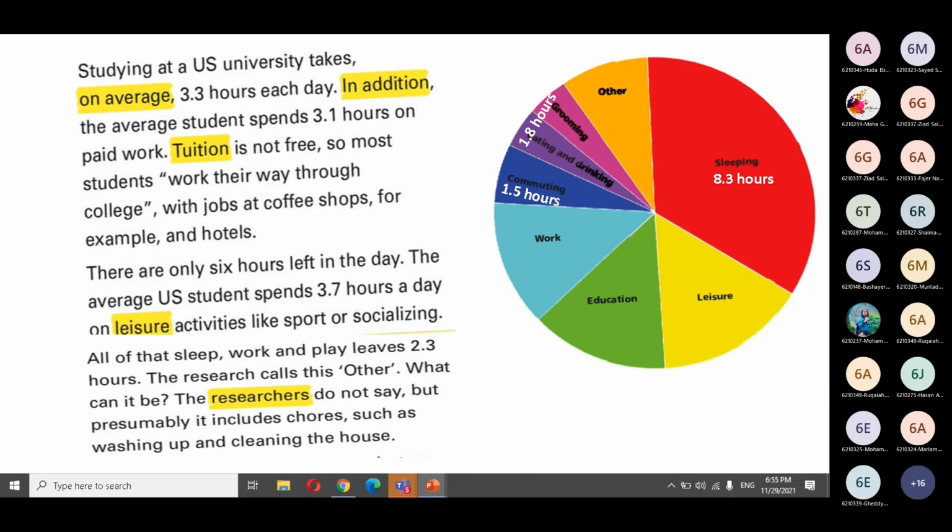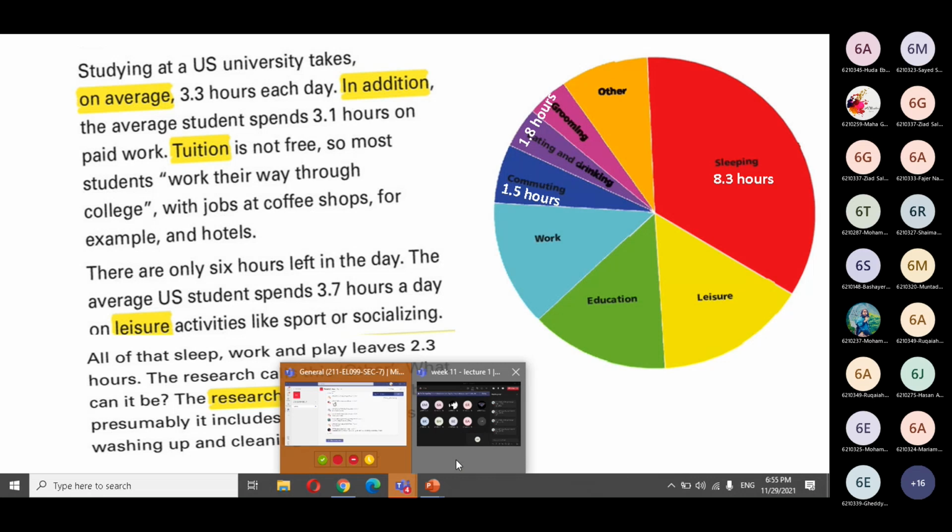23. Play. Other. No, there is no play. Look here. Other. Yeah, other. Other meaning any other activity. How much time is given for other? 2.3.